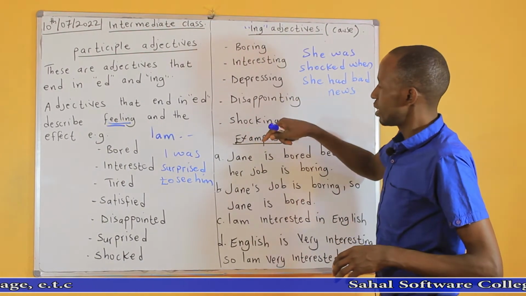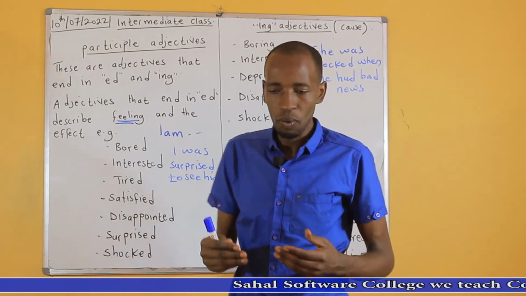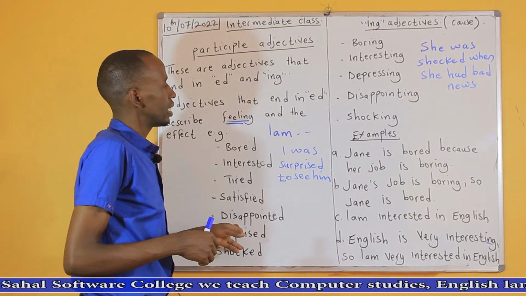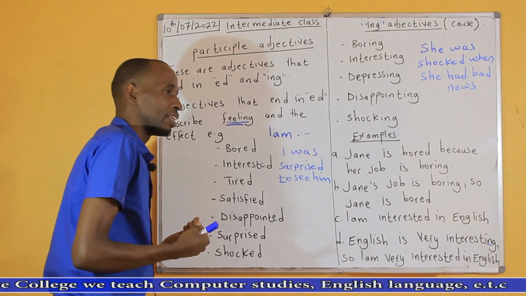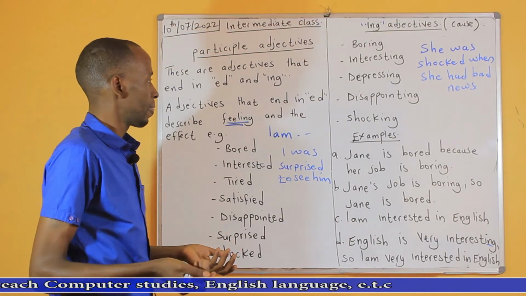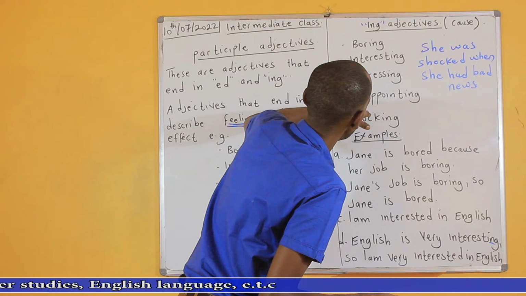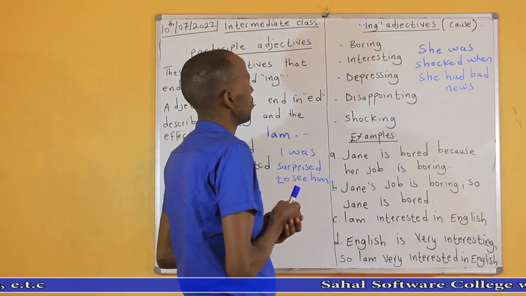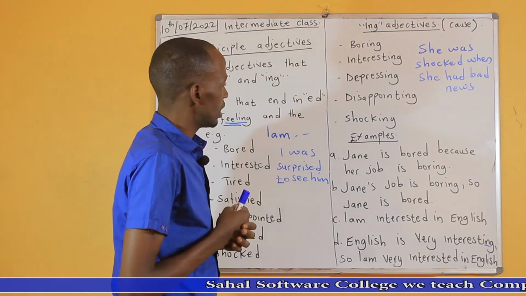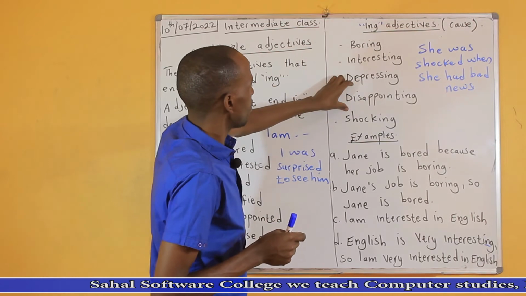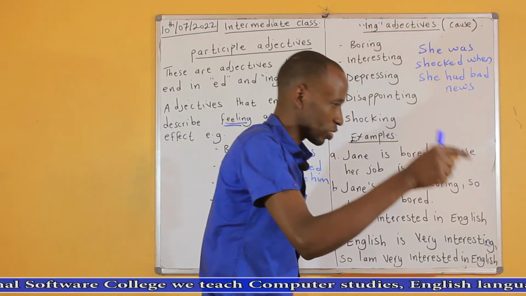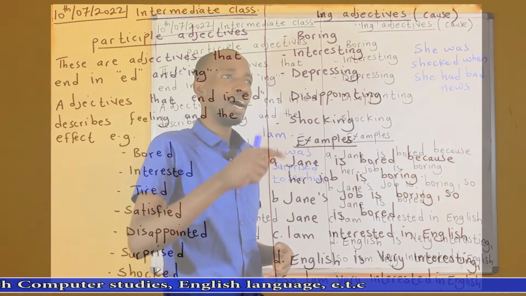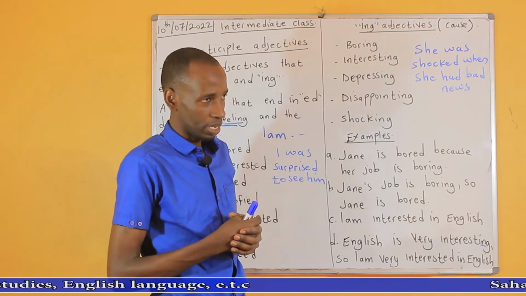But let's go to the sentence now. I can say, I was disappointed yesterday. It means someone disappointed me. Then disappointing, I can say, you are a very disappointing man. So with disappointing, I am explaining your personality. You are a very disappointing person.